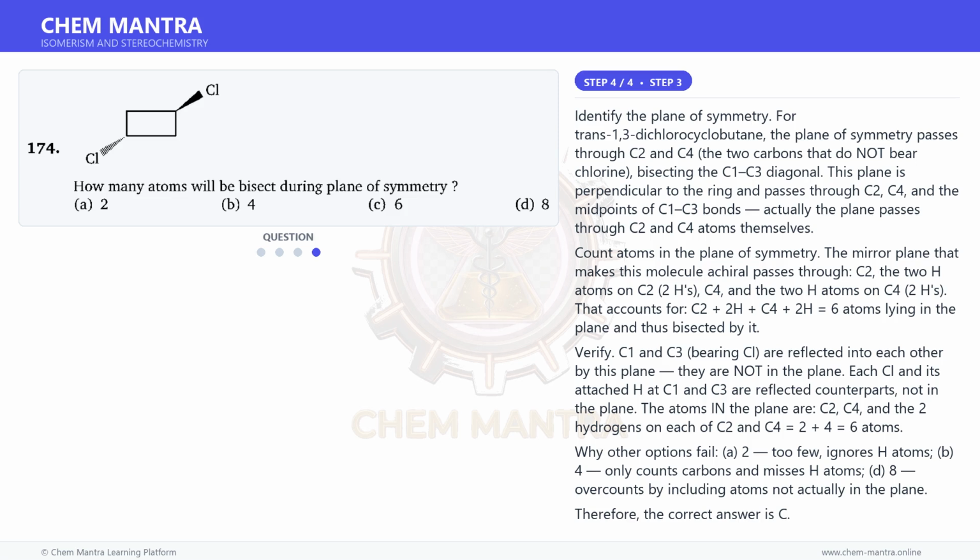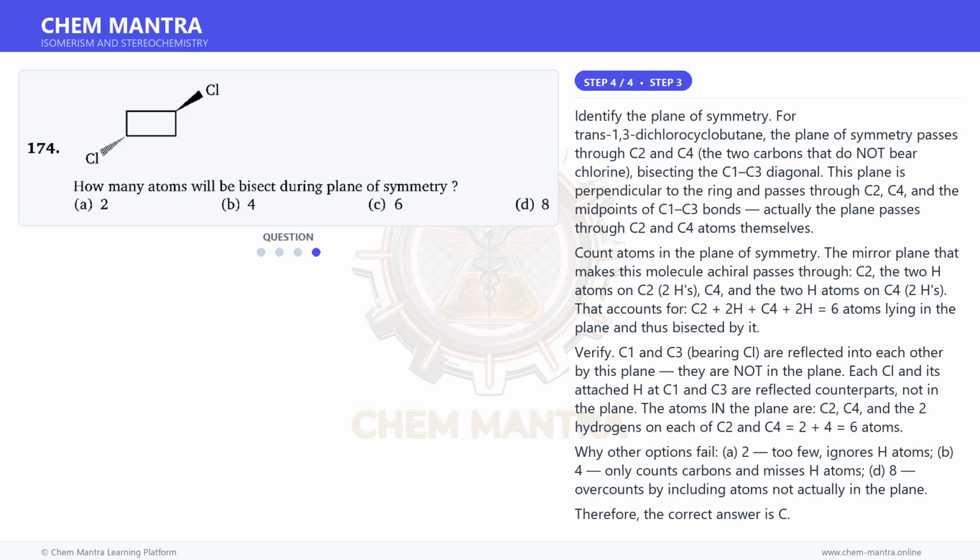For trans 1,3-dichlorocyclobutane, the plane of symmetry passes through C2 and C4, the two carbons that do not bear chlorine, bisecting the C1, C3 diagonal. This plane is perpendicular to the ring and passes through C2, C4 and the midpoints of the C1, C3 bonds. Actually, the plane passes through the C2 and C4 atoms themselves. Count atoms in the plane of symmetry.